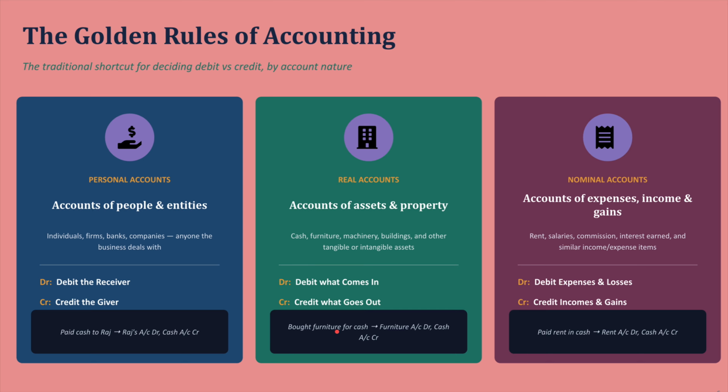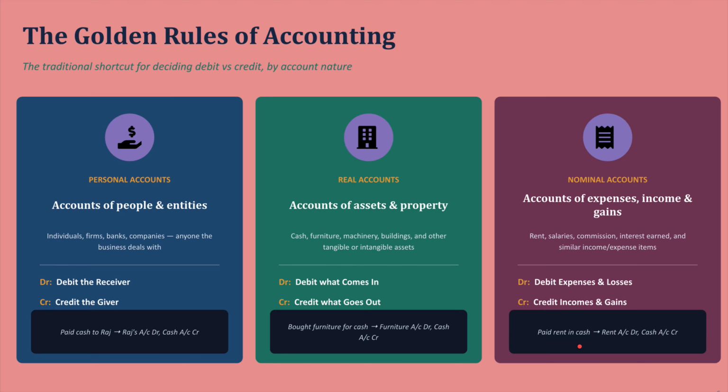Then bought furniture for cash. Furniture account debtor, cash account creditor. Furniture account is an asset, so it comes under real accounts. Cash is also an asset, and that also comes under real account. Simple. Debit what comes in, credit what goes out. So when you buy furniture, furniture comes in, so you will debit that, and what goes out? Cash. So you will credit that. I hope it is easy and simple.